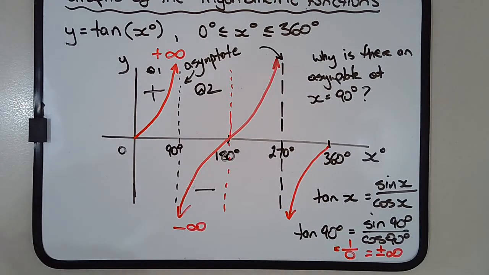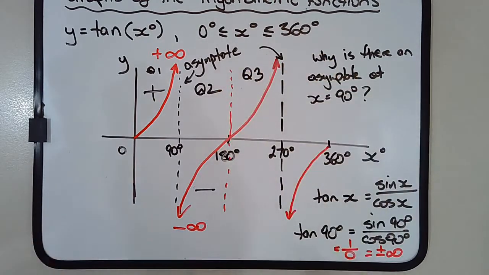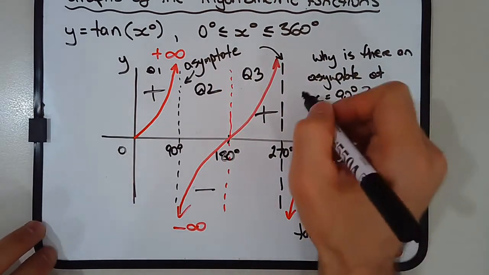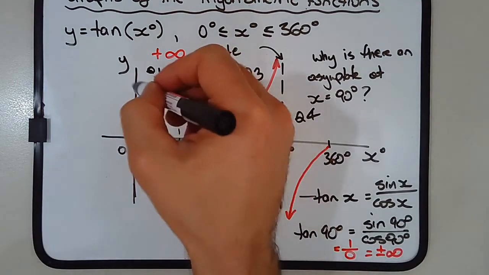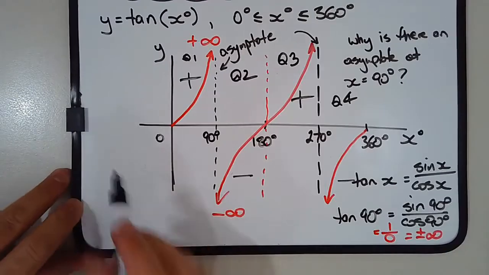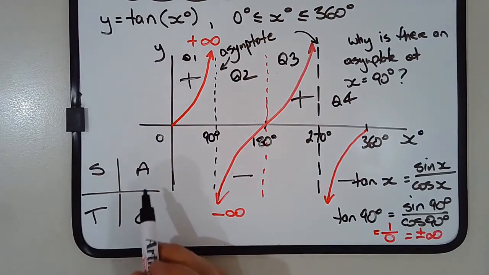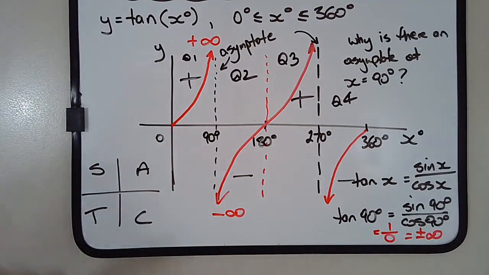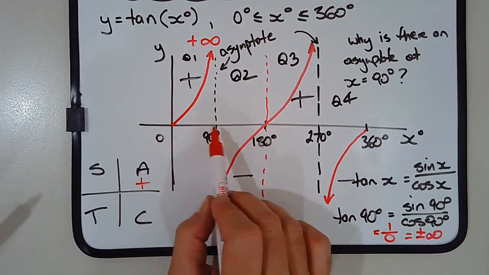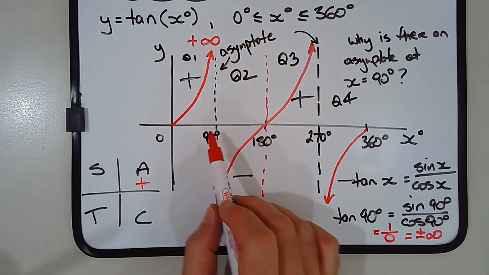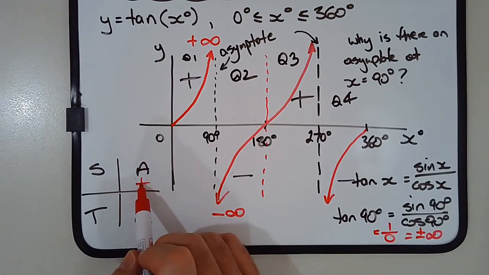And quadrant 3, what's happening there? The curve is positive again. Quadrant 4, the curve is negative. So it's going positive, negative, positive, negative. All stations to central. Tan is positive in quadrant 1, and that's confirmed in the graph. Between 0 and 90 degrees, not including 90, of course, the graph is positive. All stations, all positive.